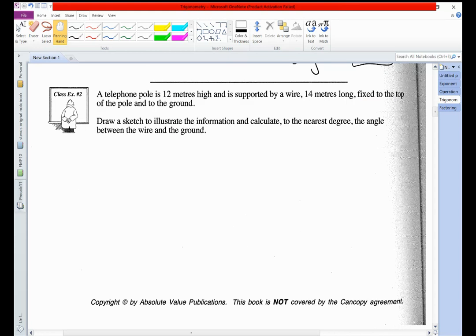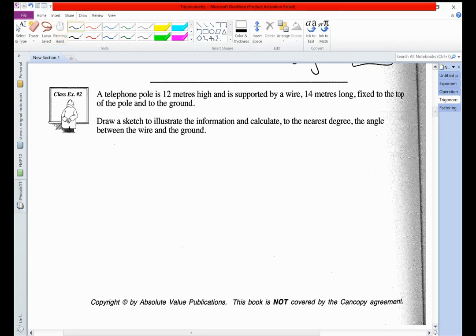So let's do a problem. It says here, a telephone pole is 12 meters high and is supported by a wire 14 meters long, fixed to the top of the pole and to the ground. The hardest part of these problems is drawing them, I think. This is where most issues come from, is students not drawing and labeling a picture properly. And they do all the math properly, but because they put one of the sides on, or labeled one of the sides wrong, you get the incorrect answer.